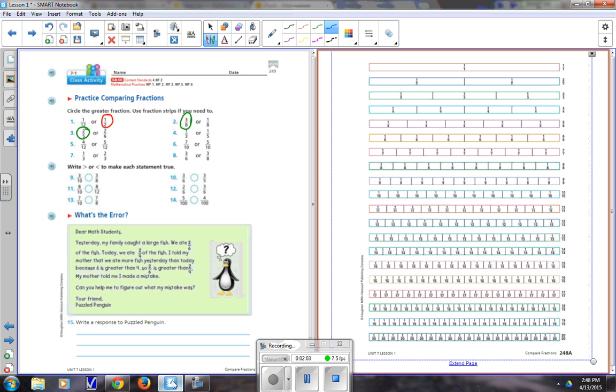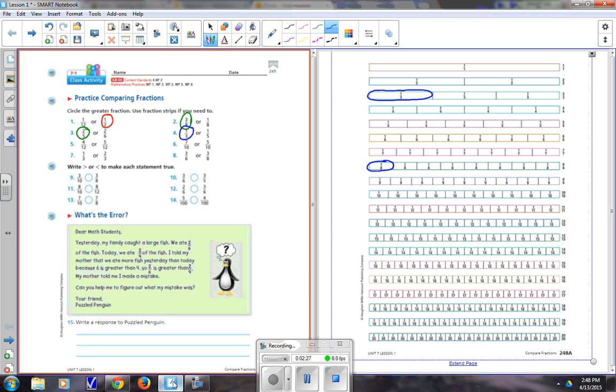I want you to really use these strips and use these visuals because we're going to build on this comparing fractions thing and equivalent fractions throughout this week. So you really have to have a good base knowledge of what the size would look like. So here I have 1/3, and I'm going to look at 1/8. The bigger piece is going to be 1/3. You should be filling this in with me as I'm doing it.